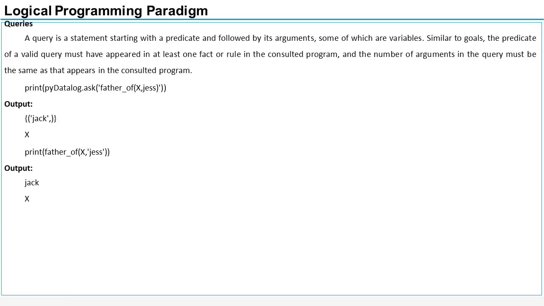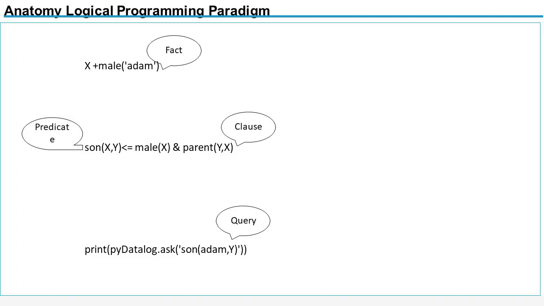Then queries. A query is a statement starting with a predicate and followed by its arguments, some of which are variables. Similar to goals, the predicate of a valid query must have appeared in at least one fact or rule in the consulted program, and the number of arguments in the query must be the same as that which appears in the consulted program. We have an example for that.